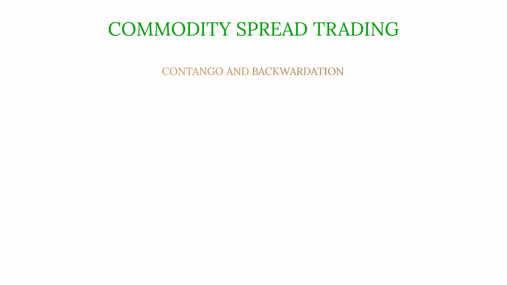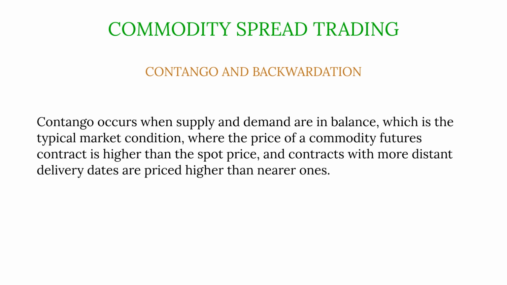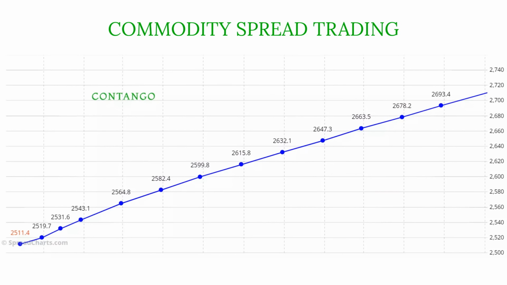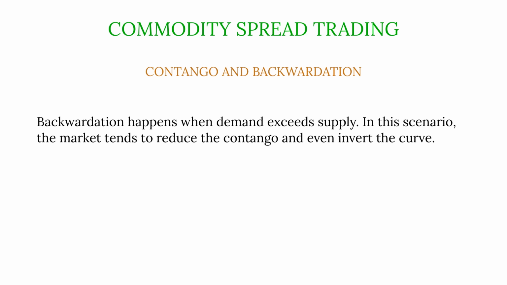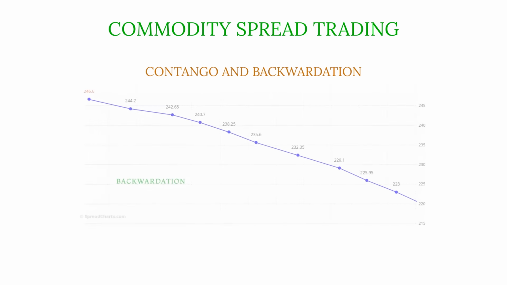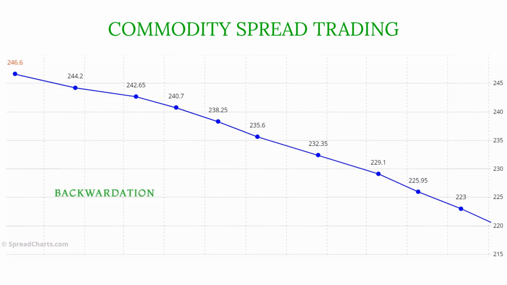A key concept in spread trading is contango and backwardation. Contango occurs when supply and demand are in balance, which is the typical market condition where the price of a commodity futures contract is higher than the spot price, and contracts with more distant delivery dates are priced higher than nearer ones, as shown in the chart. If demand is weak and supply is excessive, the market tends to amplify the contango, which is considered an anomaly. Backwardation happens when demand exceeds supply. In this scenario, the market tends to reduce the contango and even invert the curve, as shown in the chart. Backwardation, too, is generally considered an anomaly.